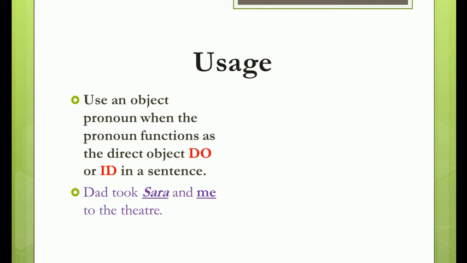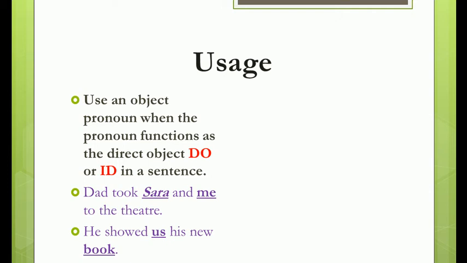So the first one we have over here tells us to use an object pronoun when the pronoun functions as the direct or the indirect object in the sentence. Remember this, and don't forget, I'm talking about action verbs right now. In the predicate nominative, I was talking about forms of be and linking verbs. Next, what do I have over here? I have another sentence: He showed who? The direct object. He showed us his new books.